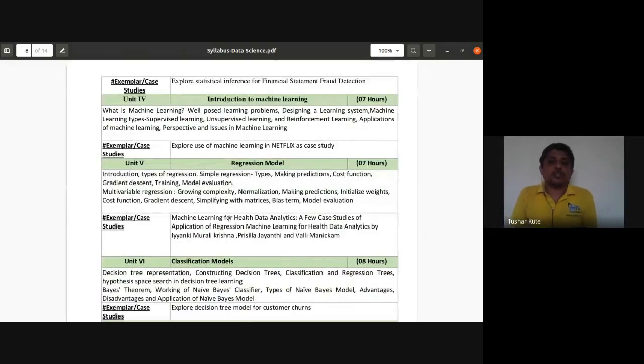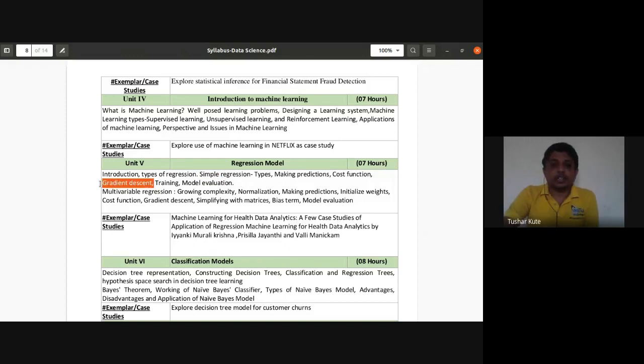Unit number 4 is focusing on machine learning basics. Very common basics are there: how machine learning works, or designing a system, then what is supervised, unsupervised and reinforcement learning, and applications and issues of machine learning. That's it. Not more than that is present in the machine learning topic. And there's a case study that we'll also see, on how Netflix is using machine learning. Unit number 5 is focusing on regression models. Again, we are going to have regressions here, simple regression again, for the third time.